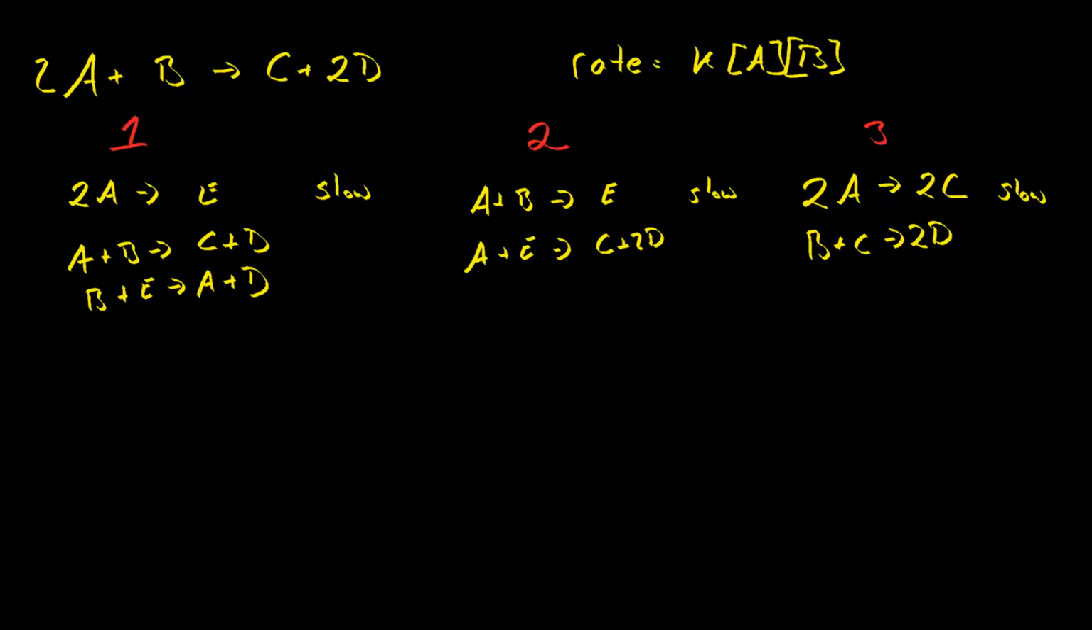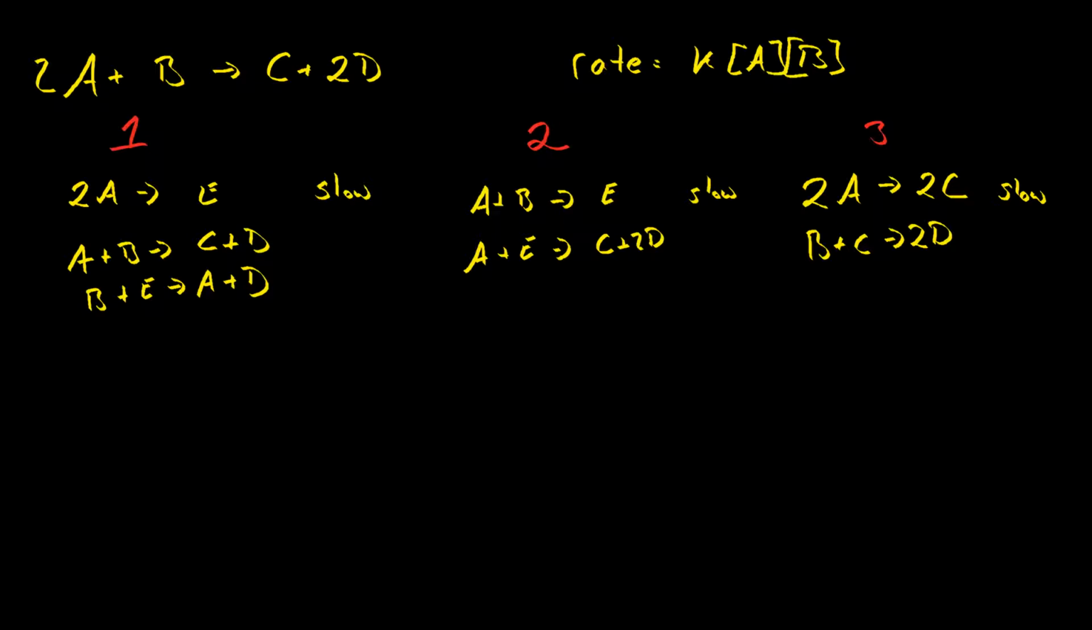So here is our little example. 2A plus B goes to form C plus 2D with a rate law that has already been measured and determined of k[A][B]. And we have three proposed mechanisms down below. Each one has multiple steps. Each one has slow and fast steps. And we get to test each one to see if it could be the actual mechanism.